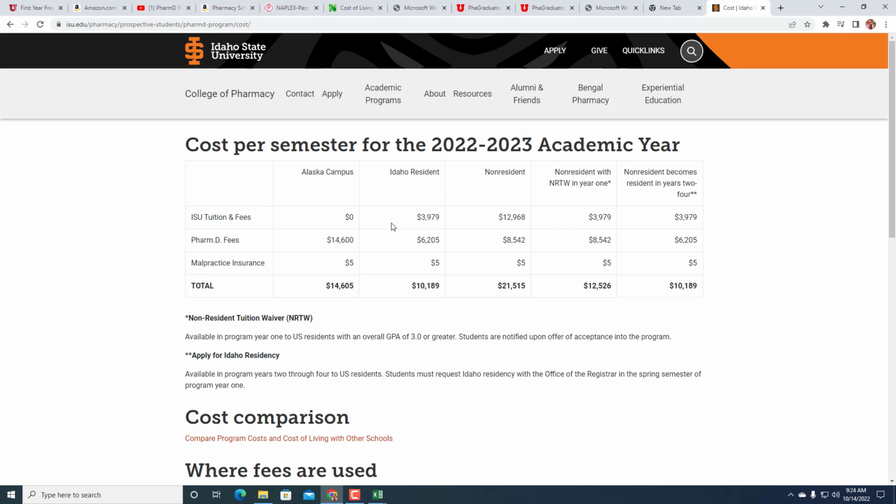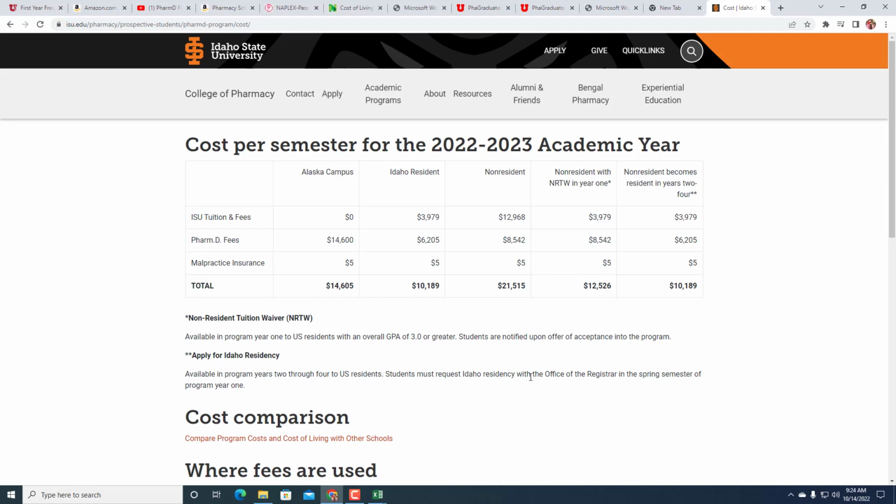And then the fees per semester, because they have multiple sites, are, it says that, let's see, so non-resident tuition waiver, so they get out-of-state, in-state tuition in their first year automatically if they have a 3.0 or greater. And then in years 2 through 4, they have to request Idaho residency with the Office of the Registrar in the spring semester of program year 1. And the only thing I would be concerned about is that guaranteed. Can I become a non-resident?